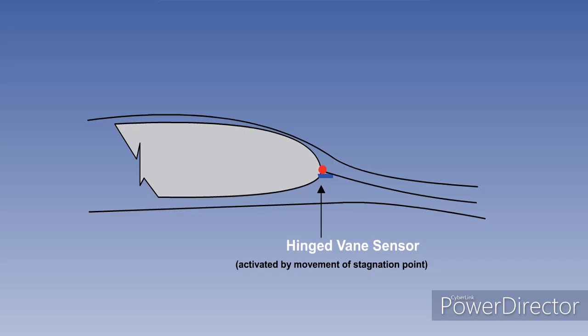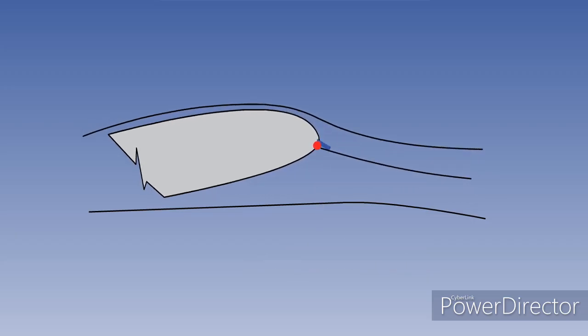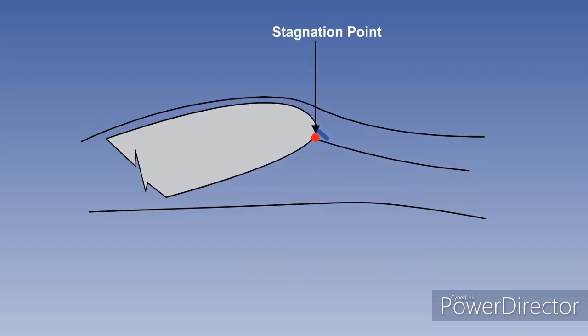In normal level flight, the airflow maintains the vane in line with the relative airflow. As the angle of attack increases, the airflow meets the leading edge at an ever-increasing angle and causes the vane to be deflected. When this deflection reaches a preset value, a switch is made and an aural warning is sounded.